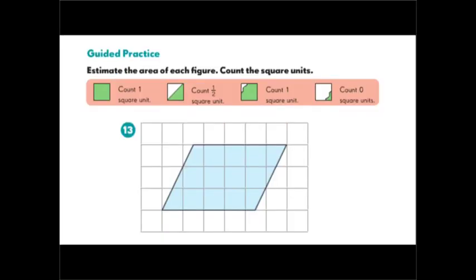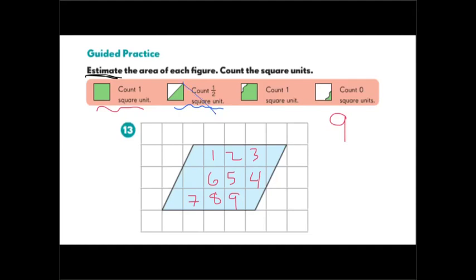Please try this one on your own to estimate the area of each figure. So the first thing we need to do is count the full ones. We have 9 full. Then we're going to count the ones that are halfway filled in. I don't see any that are halfway filled in. This one is almost halfway, but it doesn't quite get halfway. It's a little bit more than halfway. So we don't have any of those.